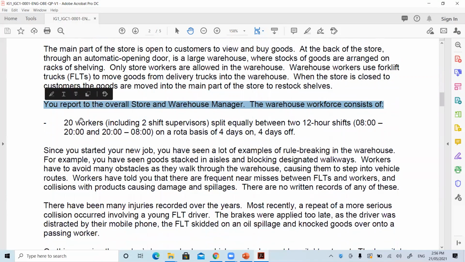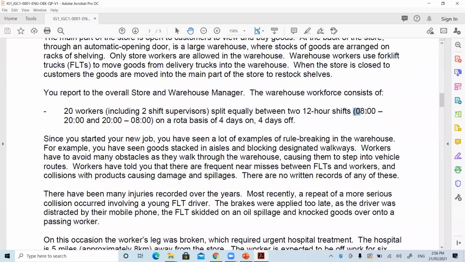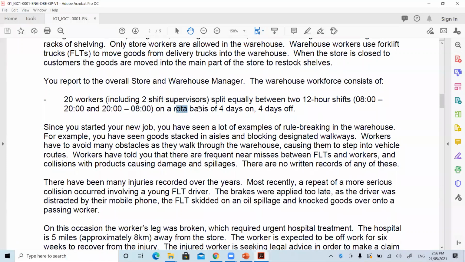Now you report to the overall store and warehouse manager, and the workforce consists of 20 workers, including two shift supervisors, split equally between two 12-hour shifts. So there are two shifts here. One shift is from 8 o'clock in the morning to 8 o'clock in the evening, and the other one is 8 o'clock in the evening to 8 o'clock in the morning, on a rotational basis, 4 days on and 4 days off.